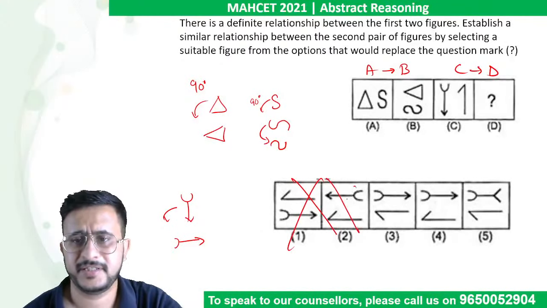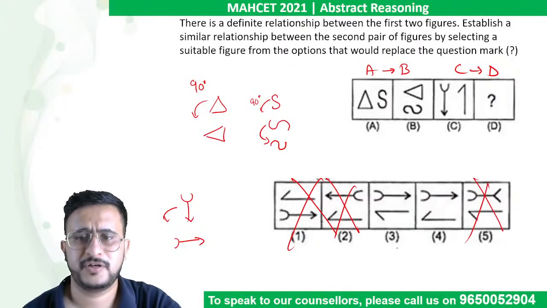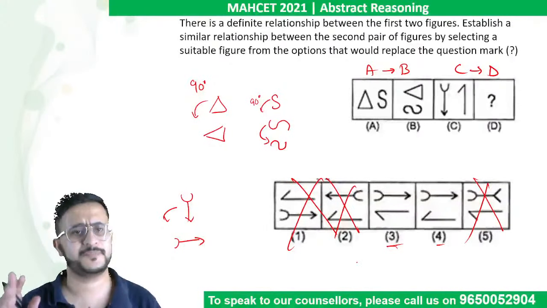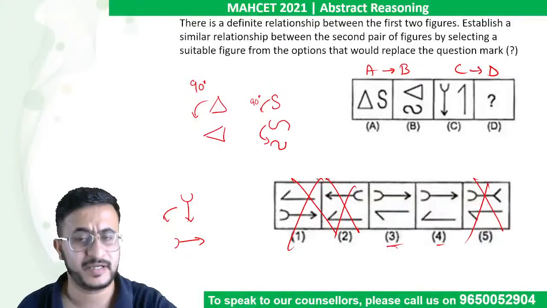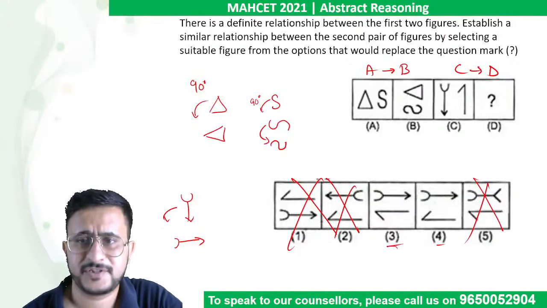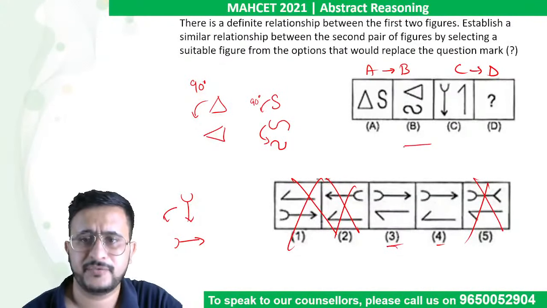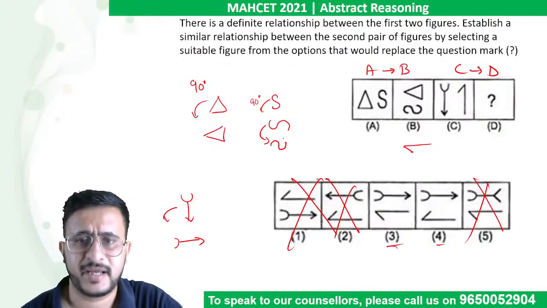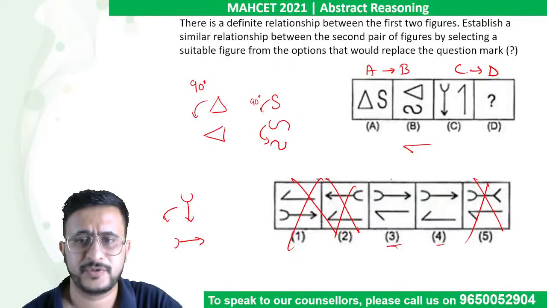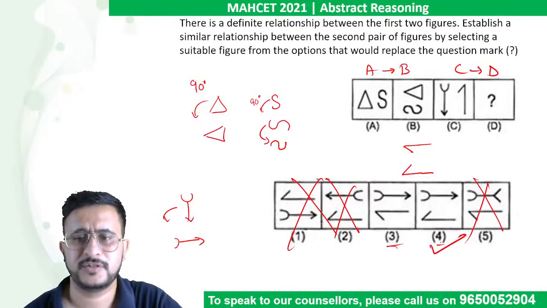So you can eliminate these options, and you're left with options 3 and 4. So you can eliminate 3 options by just making changes in one. Now let us check the change in the second. Change in the second means, first of all, you drop it by 90 degrees. When you drop it by 90 degrees, you will get this, and then there has to be a water image of it. You have to flip it. The water image will come like this. So your answer will be option 4.